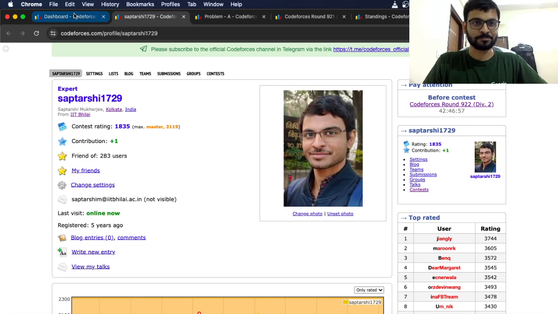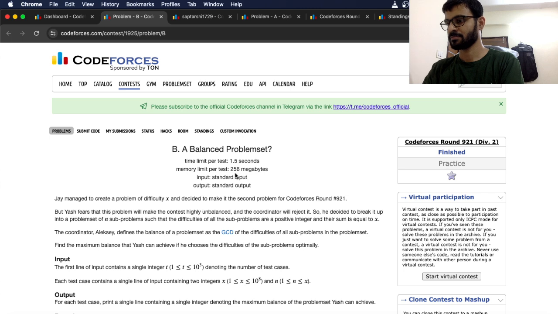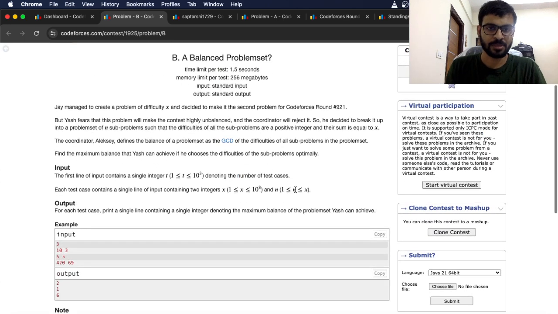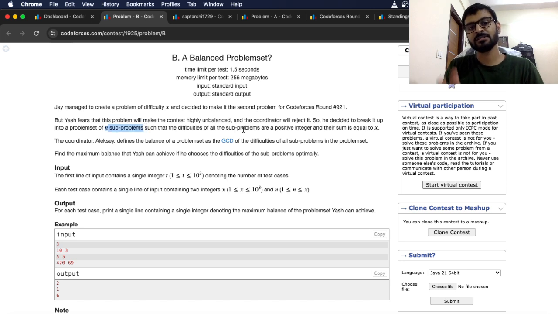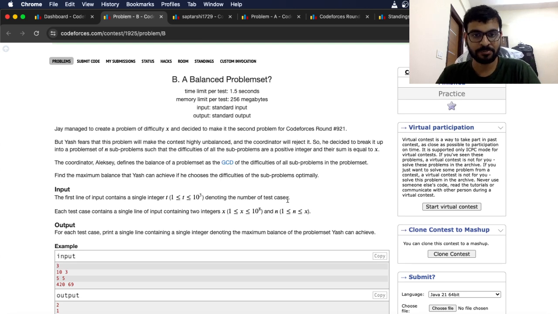Let us resume. Did we get everything? Okay, a balanced problem set. Okay, what does it say? It says that you have to basically divide this difficulty x into n subproblems. So instead of one problem, you have to basically have n subproblems such that the sum of their difficulties will be x. Difficulties of all the subproblems are positive integers, right? Positive integers means you can't have 0. Positive means positive, greater than 0.